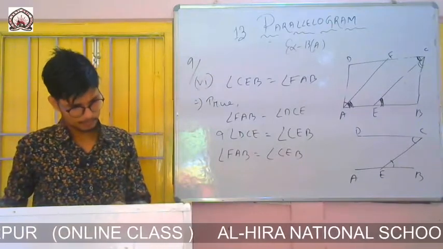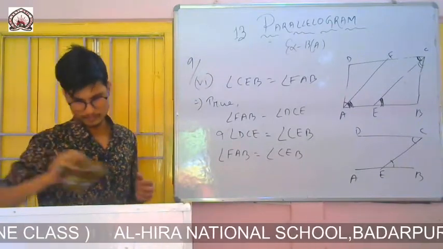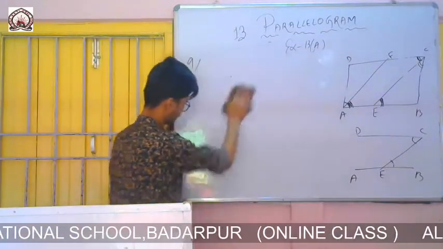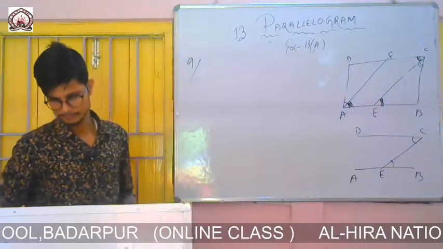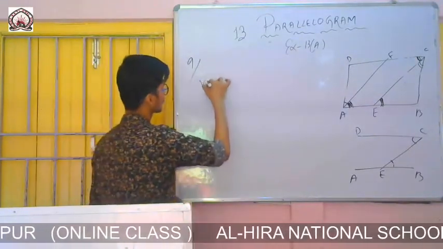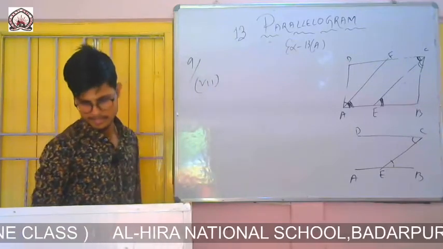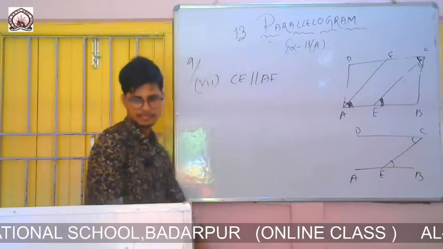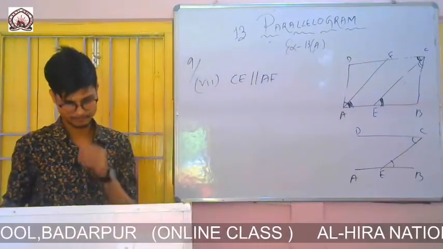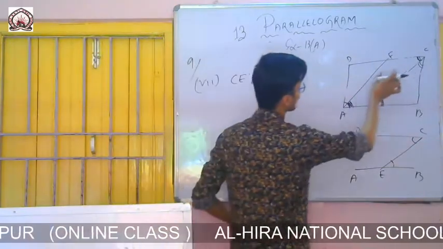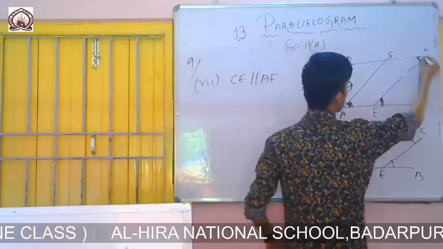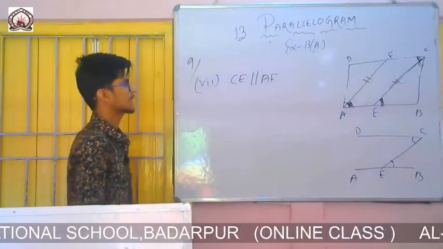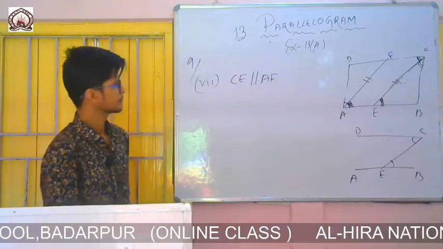Okay, now Roman number 7. CE parallel AF. CE parallel AF. Where is CE? This line, it is parallel to this one. It is written like this. The question is to check whether it is true or false.